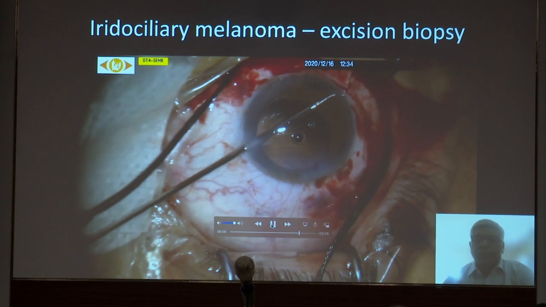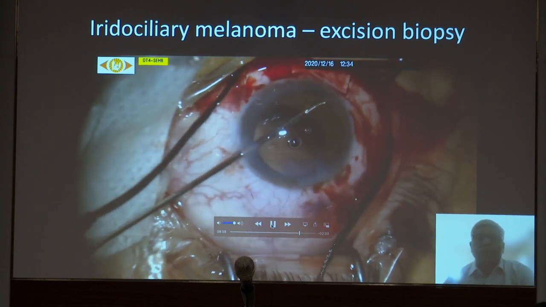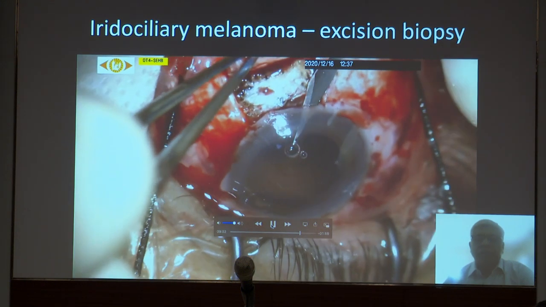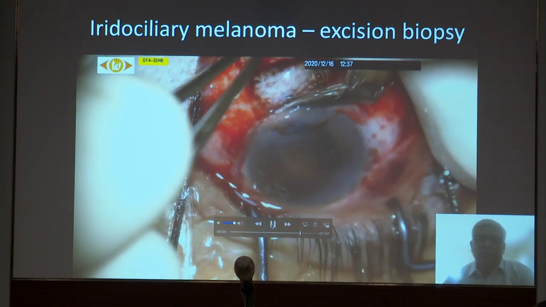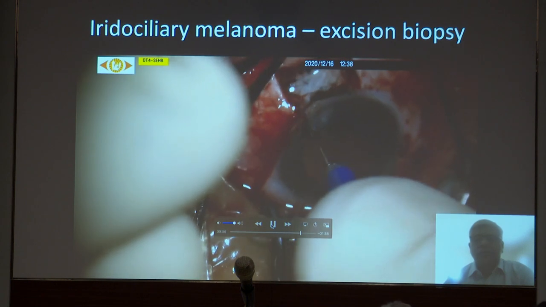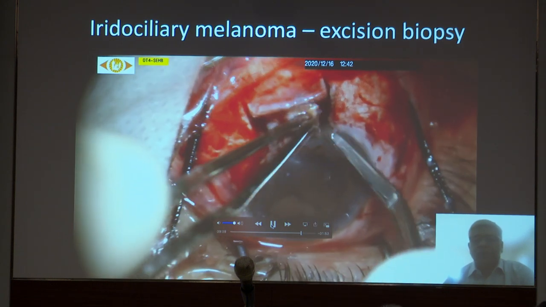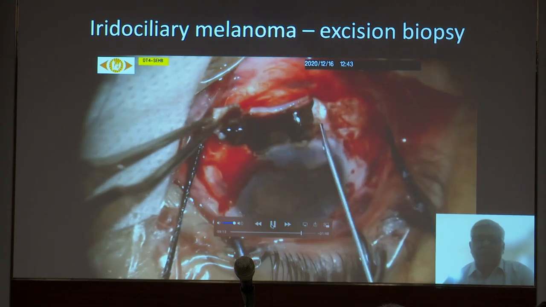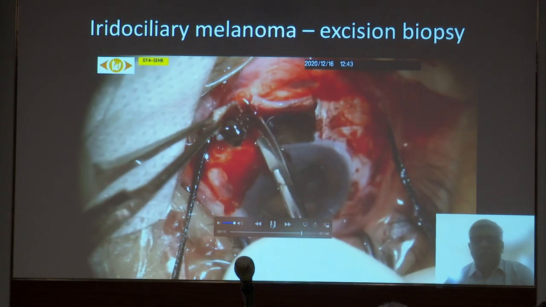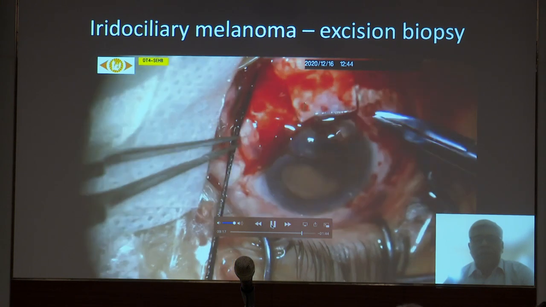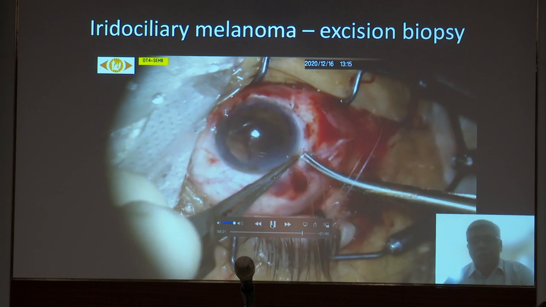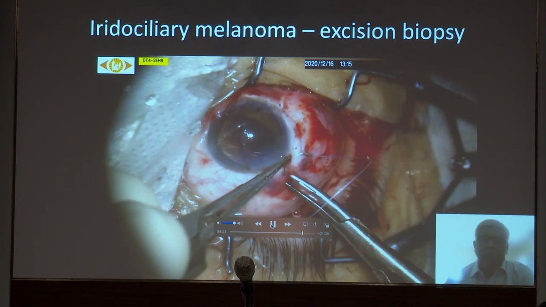Here, instead of doing a sectoral iridectomy, we did it through a peripheral iridectomy. And a diathermy is performed. The anterior chamber is entered. And the whole chunk of tissue, the part of the iris around the tumor, the ciliary body, and the overlying sclera is carefully resected. And an open sky vitrectomy is performed, and the sclera is closed. So 3 millimeters of normal tissue should be removed along with the tumor as well.